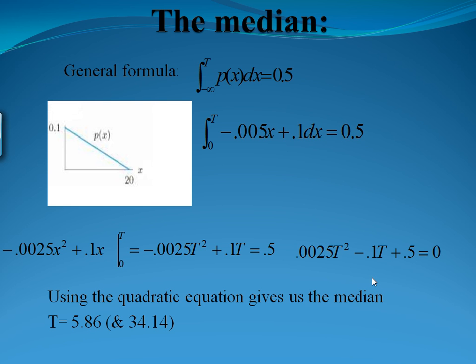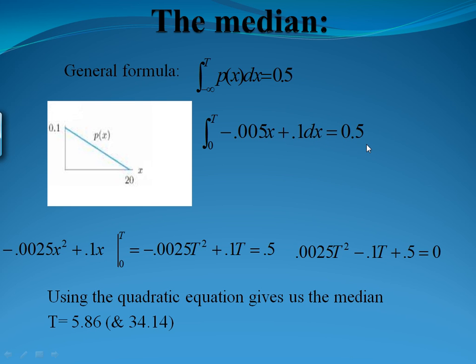Remember, for the median, the general formula is the integral from negative infinity to t of our PDF equals 0.5. Here, our PDF is defined from 0 to 20, so instead of negative infinity, we'll use our starting point of 0. So we're going from 0 to t, negative 0.005x plus 0.1, and we want to know when that equals 0.5.